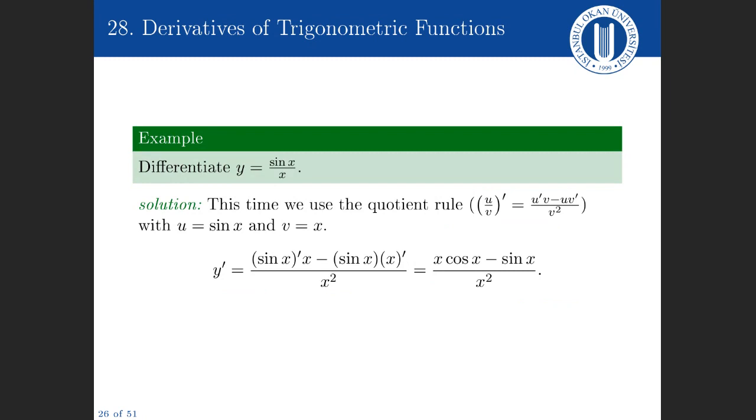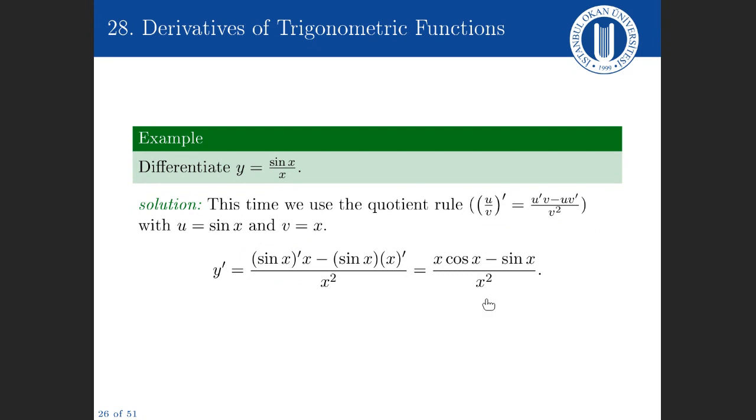Differentiate sine x divided by x. This is a quotient rule question because we have a function divided by a function. So this time I'm going to use the formula u prime v minus uv prime divided by v squared. So first I'm differentiating sine x and then multiplying by x, minus, leave sine x as it is and differentiate x, and then divide by x squared.